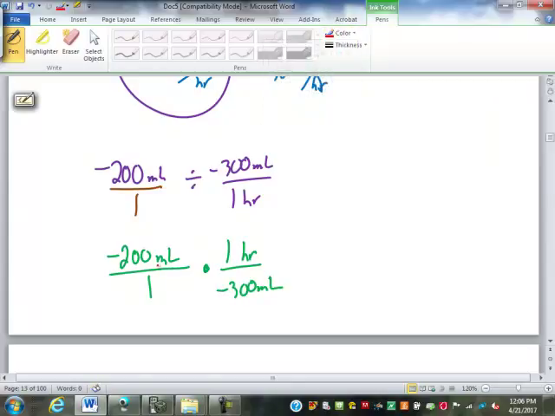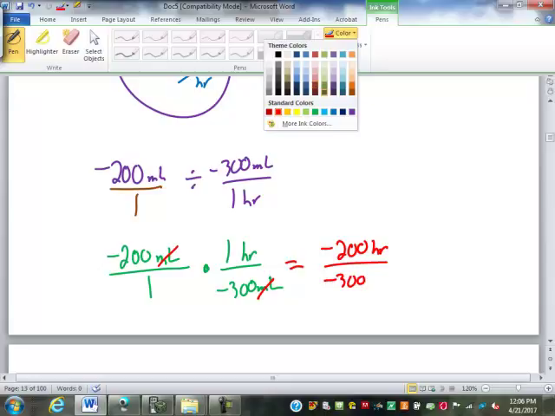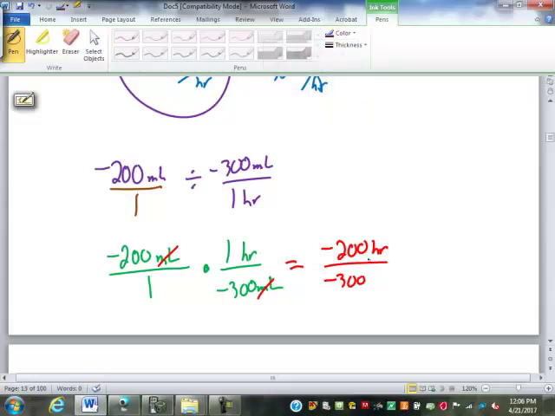So now the milliliters will cross cancel. Negative 200 times 1 hour is negative 200 hours. 1 times negative 300 is negative 300. And so we have negative 200 hours divided by negative 300. Well, negative divided by negative is a positive. 200 divided by 300 is 2/3 of an hour.